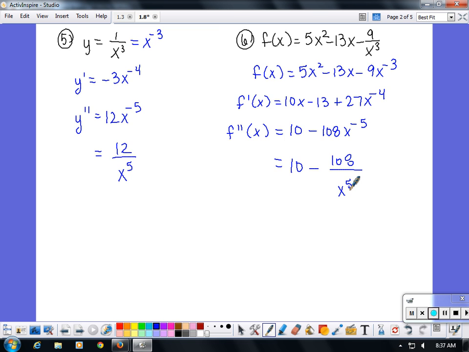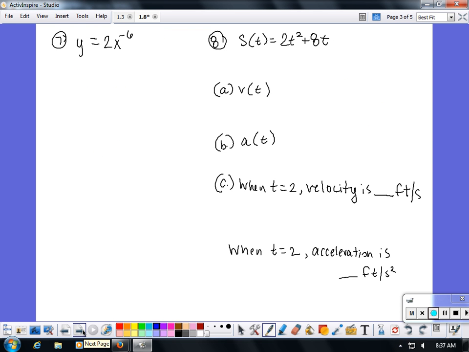7. This one's already set up good for us. So y prime, negative 12x to the negative 7. Y double prime, I think that's 84. Negative 84 x to the negative 8. So you get negative 84 over x to the 8th.